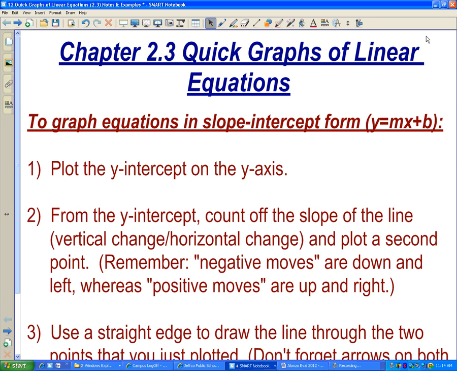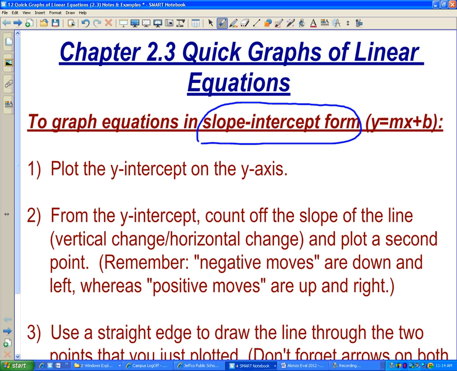So let's go ahead and get started. This is Chapter 2, Section 3, Quick Graphs of Linear Equations. You've seen both of these types of quick graphs before. Slope-intercept form, this one here, you've used a lot before. I want to make sure that I talk about the two kinds because depending on your equation, you might see different things. So, quick graphs.